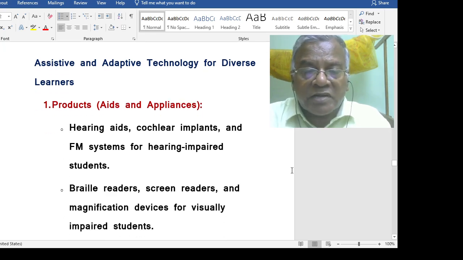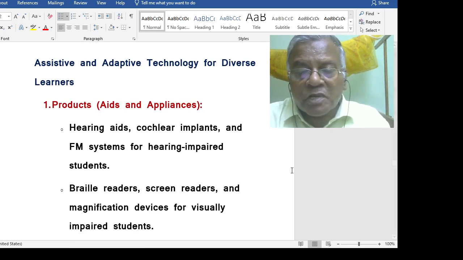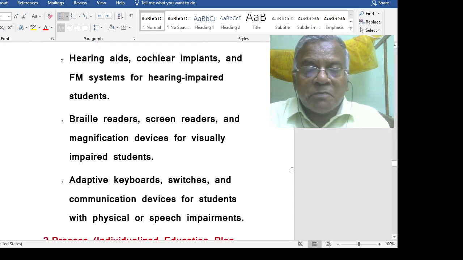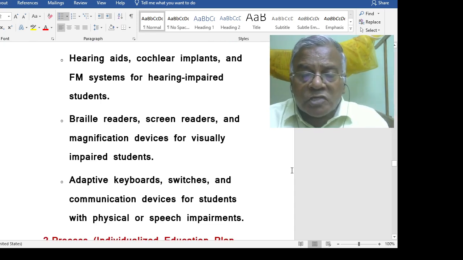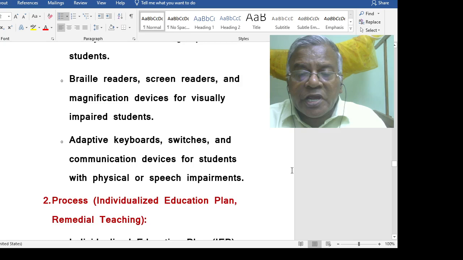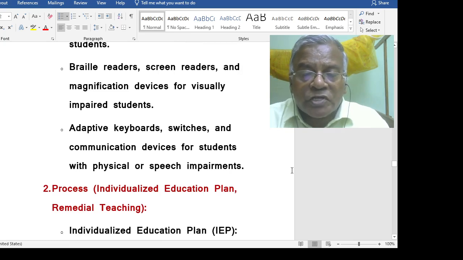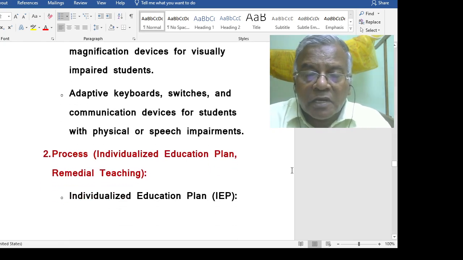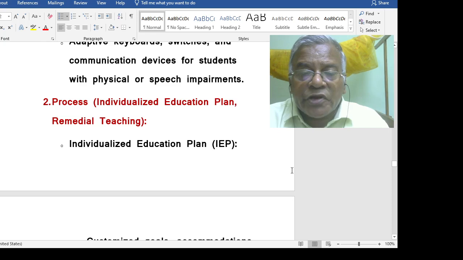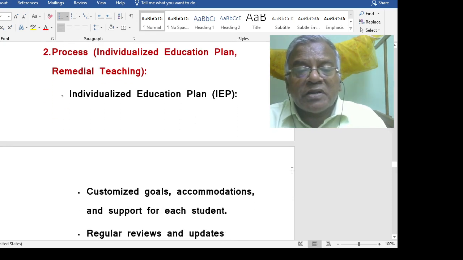Products, aids and appliances: hearing aids, cochlear implants and FM systems for hearing impaired students; braille readers, screen readers and magnification devices for visually impaired students; adaptive keyboards, switches and communication devices for students with physical or speech impairments. Process: individualized education plan, remedial teaching.